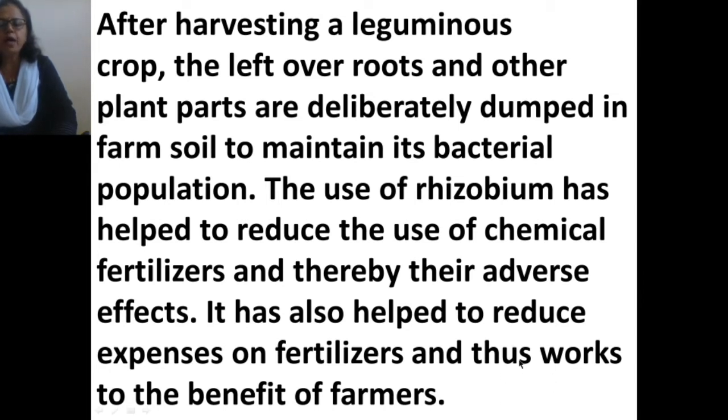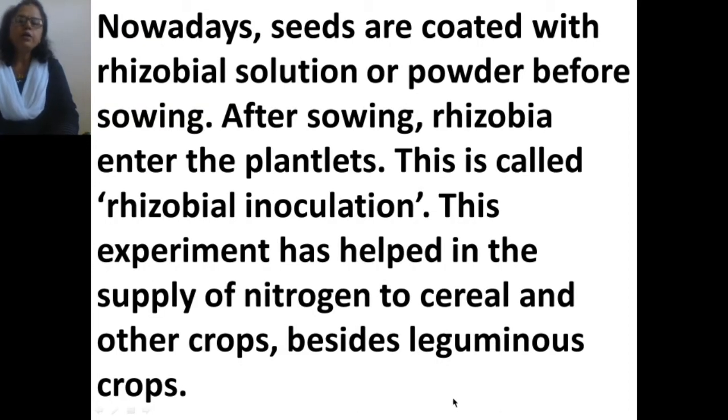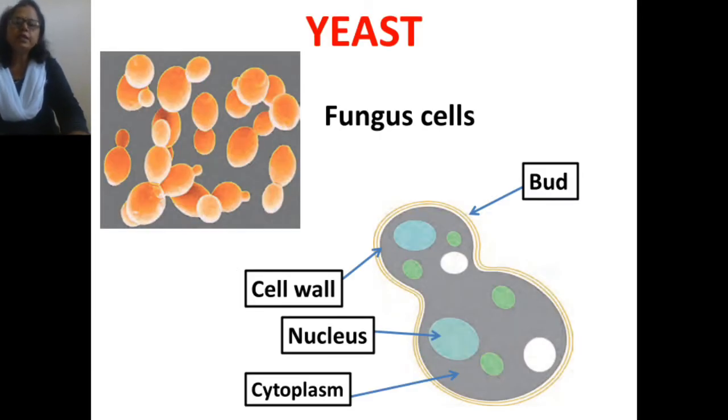So how rhizobia is useful to farmers. Nowadays, seeds are coated with rhizobial solution or powder before sowing. Why is it? Because after sowing, this rhizobia enter the plantlets. This is called rhizobial inoculation. This experiment has helped in the supply of nitrogen to cereal and the other crops besides leguminous crop. Understood? Means first one is lactobacilli, useful microorganism. Second one is rhizobia.